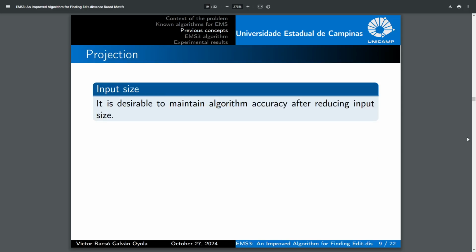Now there's a technique called projection that reduces the size of the input in a way that we don't lose correctness and we are always able to return to our original state. Reducing input size is always desirable because most of our EMS solvers depend on the size of the set S and also on the size of the alphabet. So if we are able to reduce the size of the set S or reduce the size of the alphabet, then we are getting an improvement.